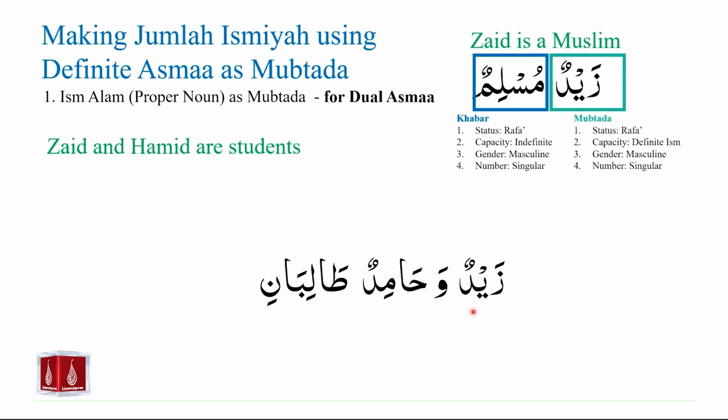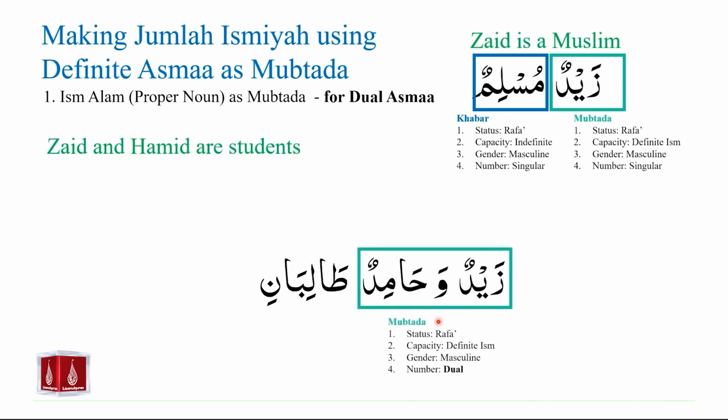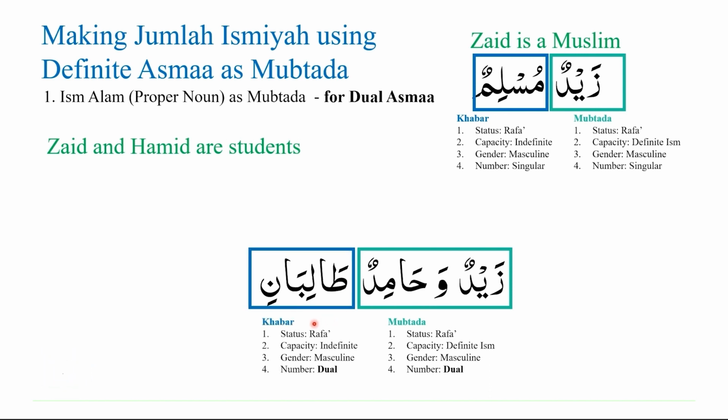Let us study this sentence in more detail. Zaidun wa Hamidun is mubtada. Zaidun is in rafa status, Hamidun is in rafa status. So we meet the first criteria for Zaidun wa Hamidun to be mubtada. Zaidun is definite in capacity, Hamidun is definite in capacity. We meet the second criteria for Zaidun wa Hamidun to be mubtada. Let us look at Talibani. Talibani represents khabar. Talibani is in rafa status.